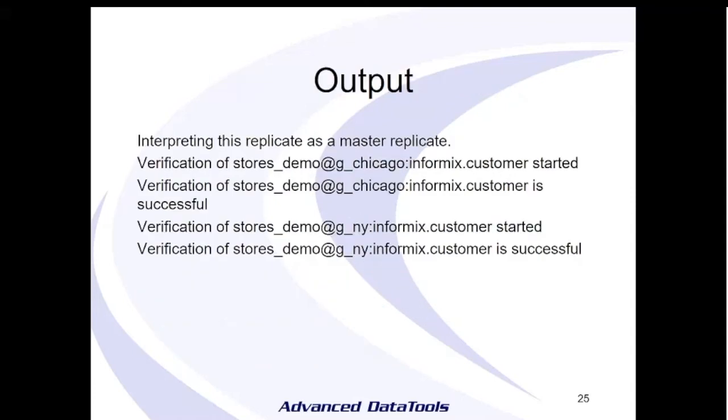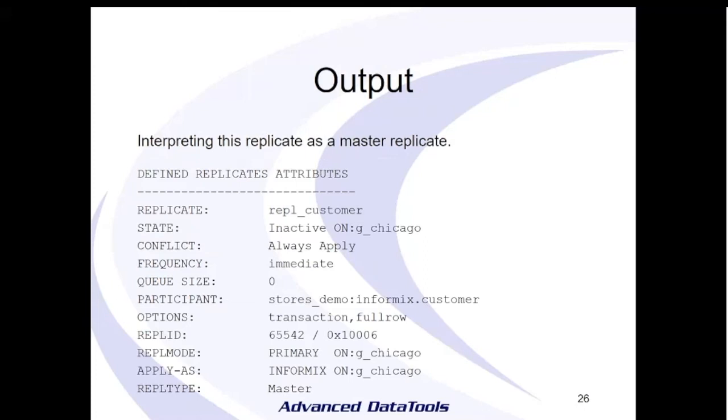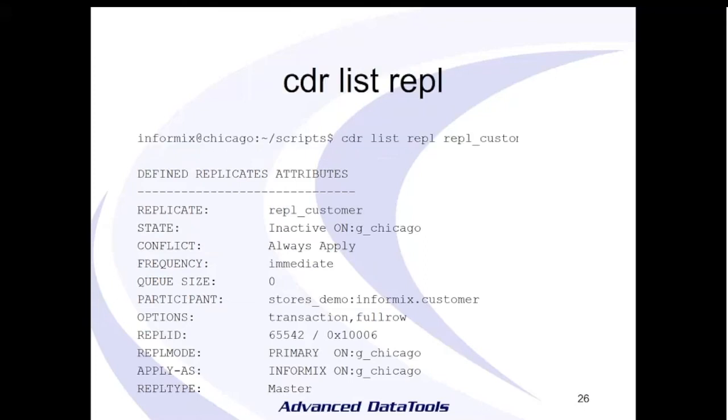So when you actually run it, you'll get this, where it actually goes through. The first thing it does is creates it and then verifies it on both sides. If any of the steps fail, it'll delete the replicate and return back a relevant error. Then there's a command, CDR List REPL. So this will, and you can pass the replicate name, actually show you the replicate.